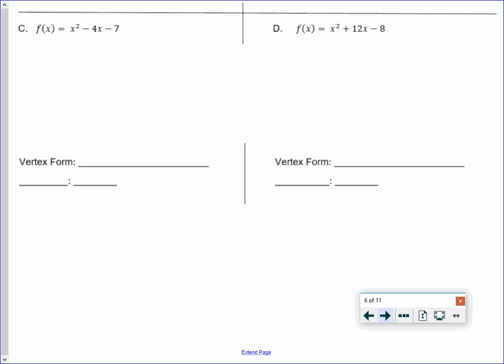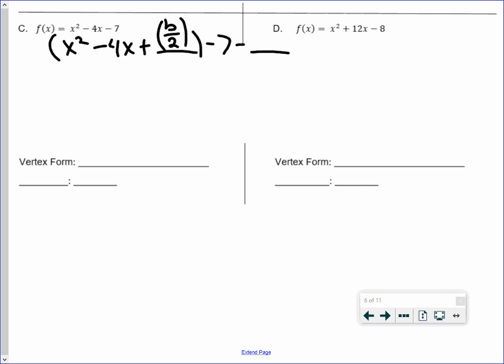Going on, these two also are very similar. But let's go ahead and do one of them. I'm going to do C. So the very first thing we're going to do again is isolate the very first two x terms. So you have x squared minus 4x plus the blank, and then we have minus 7. If we're adding a blank inside the parentheses, we have to subtract that same blank outside of it. Okay? So, like we said before, that blank is going to be b divided by 2 squared for both blanks in this instance.